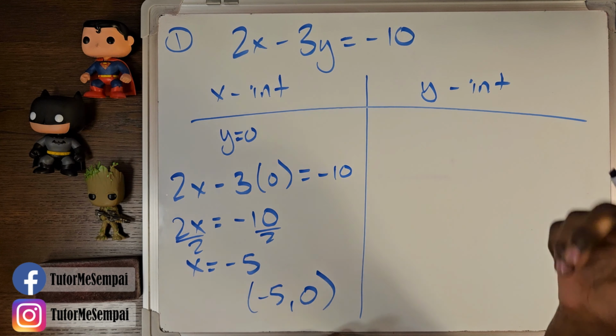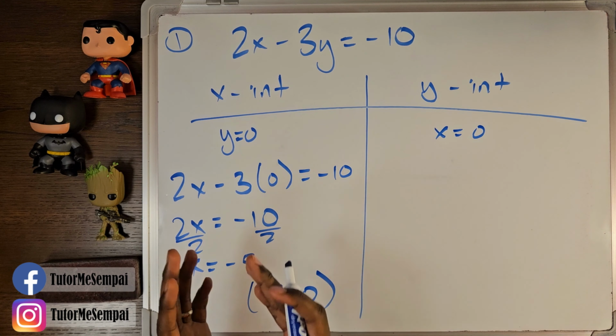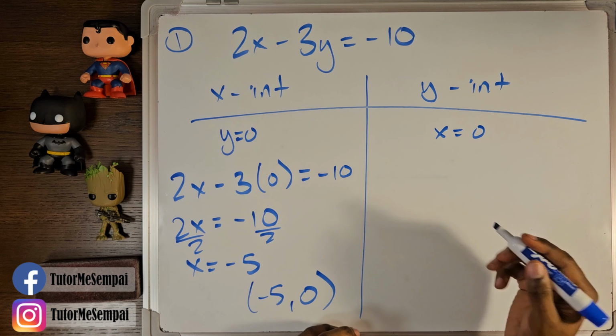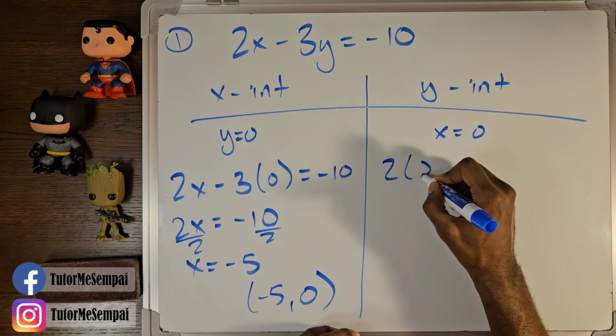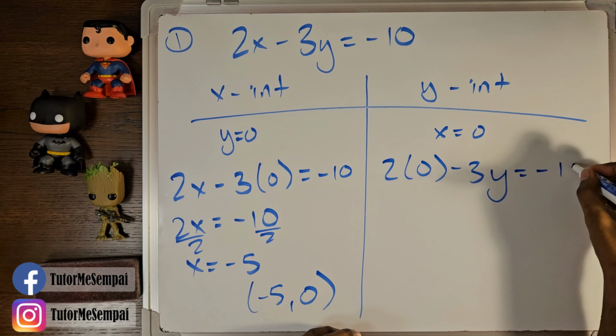In order to do that, we have to set our x equal to 0. And we're going to do the same exact step. So we're going to substitute this x of 0 into our linear equation. So we're going to have 2 times 0 minus 3y equals negative 10.